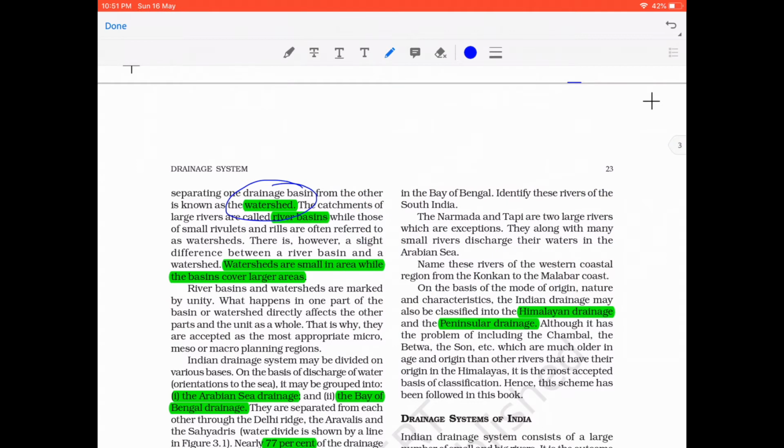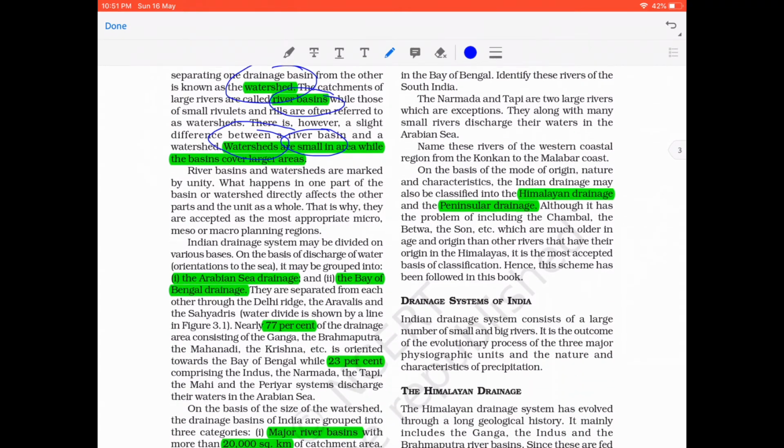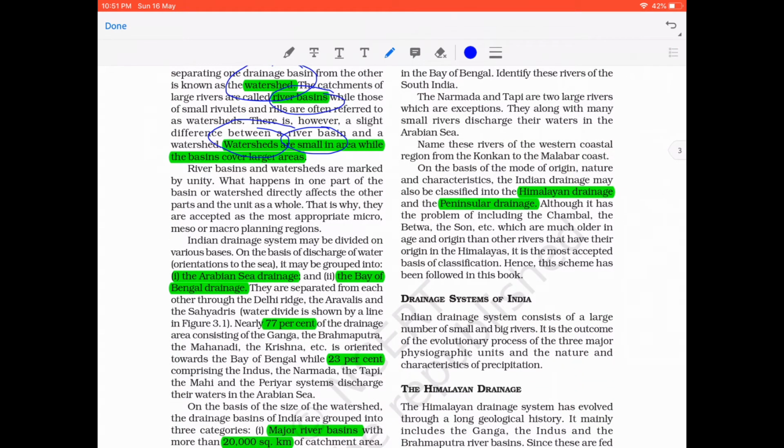The difference between watershed and river basin is that if the catchment area is very small, it is called a watershed. If the area is bigger, to quite some extent, it is called a river basin. Next, our Indian drainage system is divided into two parts. One is the Arabian Sea drainage system and the next is the Bay of Bengal drainage system. Let me show you in the map above.